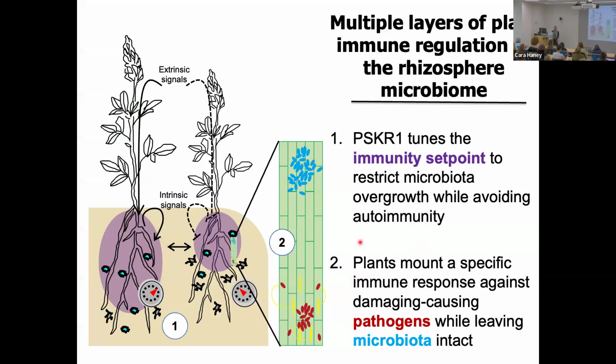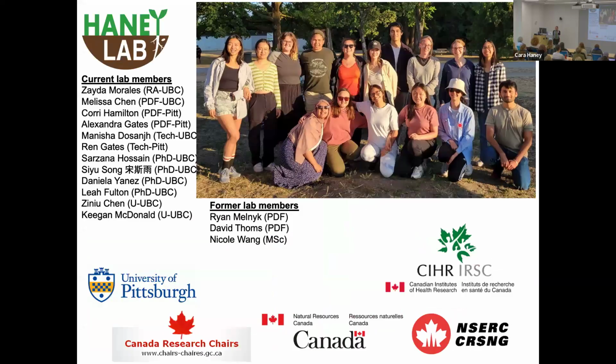Okay, so that's what I wanted to tell you about today. First, I've told you about a plant gene that helps set that immunity thermostat and dials plant immunity up and down in response to beneficial microbes, restricting Pseudomonas growth to avoid Pseudomonas potentially becoming an opportunistic pathogen. And then plants are able to mount a specific immune response against damage-causing pathogens while leaving the rest of the microbiota intact.